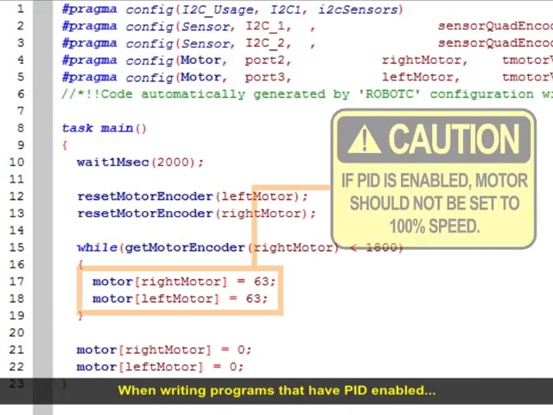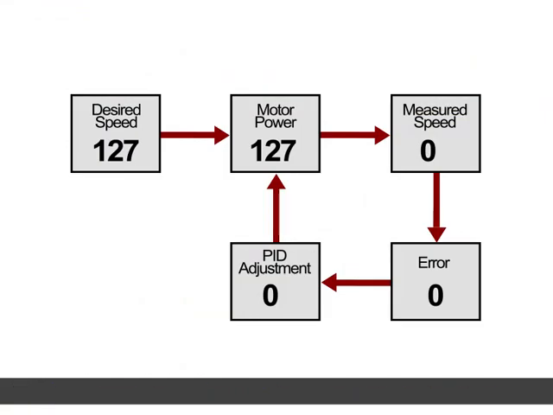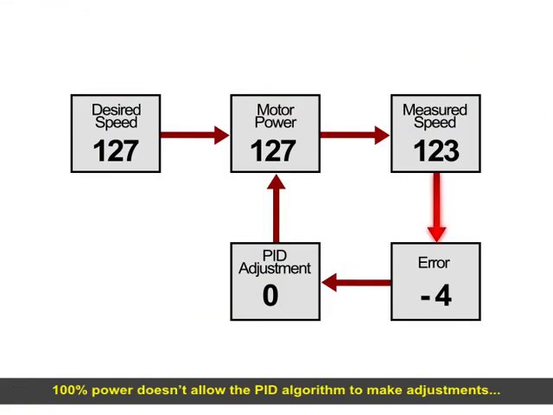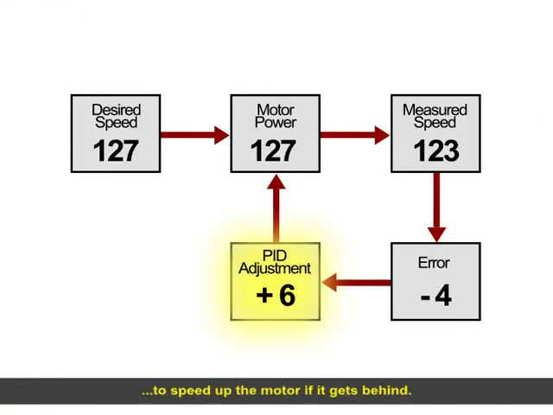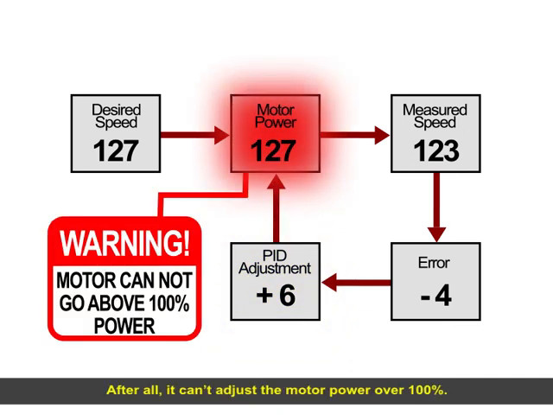When writing programs that have PID enabled, avoid giving movement commands for 100% speed. 100% power doesn't allow the PID algorithm to make adjustments to speed up the motor if it gets behind. After all, it can't adjust the motor power over 100%.